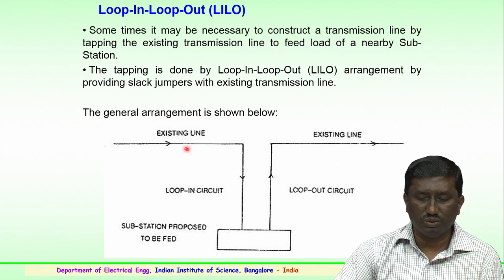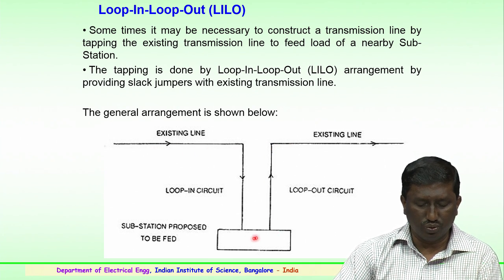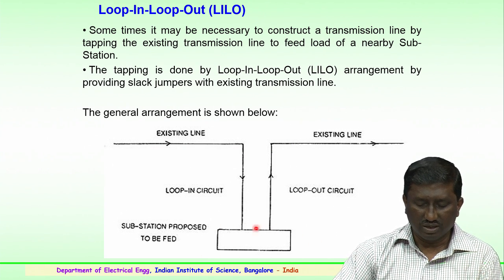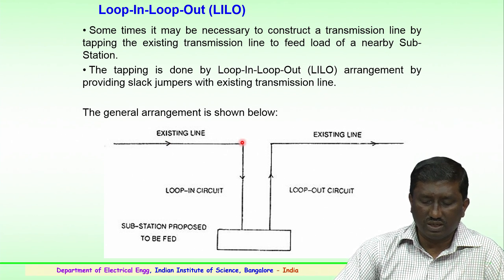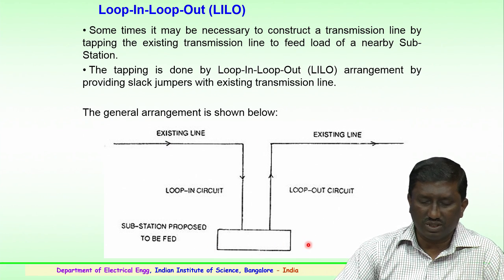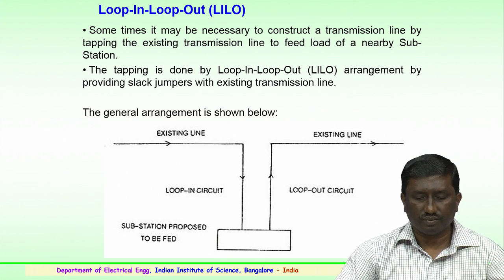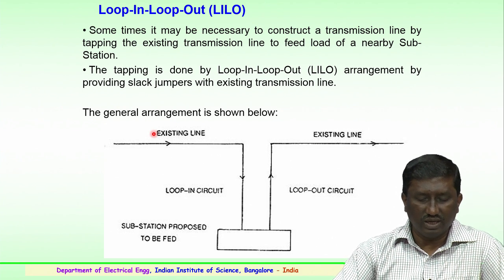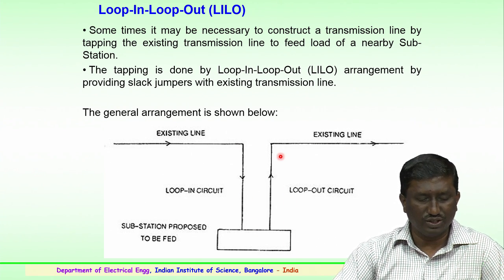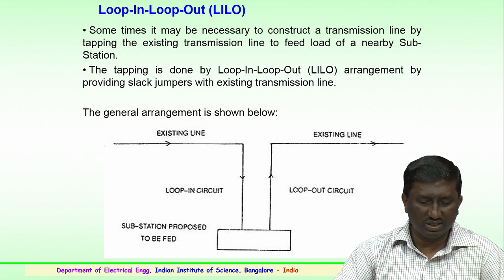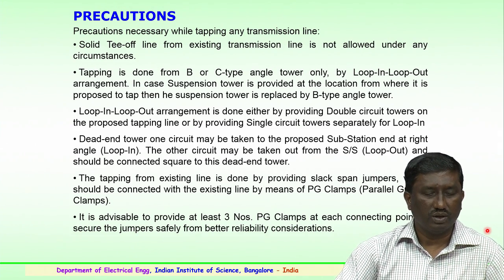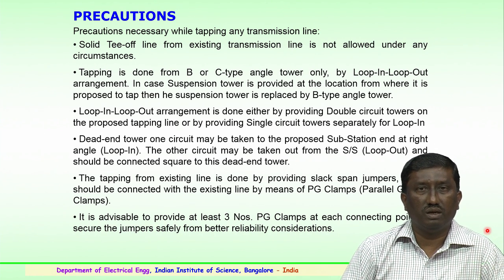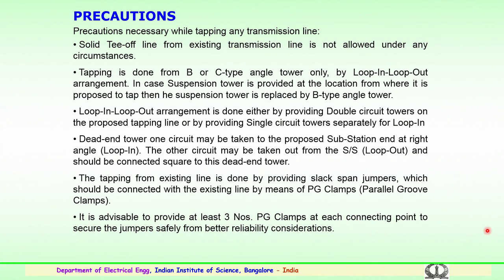So, the existing transmission line is to be connected to a proposed, say, substation or a feeder. In such a case the existing line has to be properly split and terminated near the substation in this arrangement. So, the tapping of the conductor, that is a loop in and loop out arrangement, providing suitable jumpers with the existing transmission lines, has to be carried out. Some precautions have to be taken while going in for the tapping of any existing transmission lines.